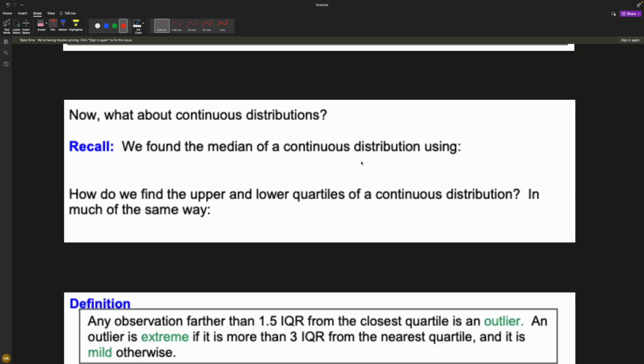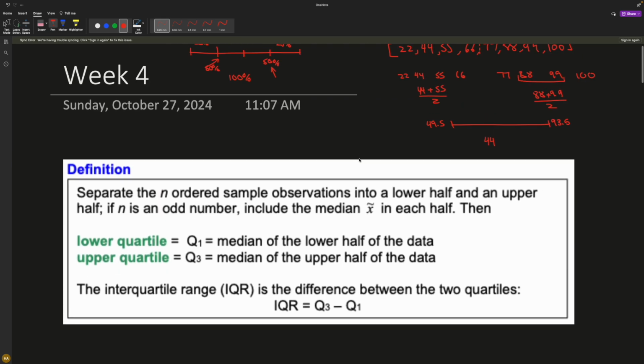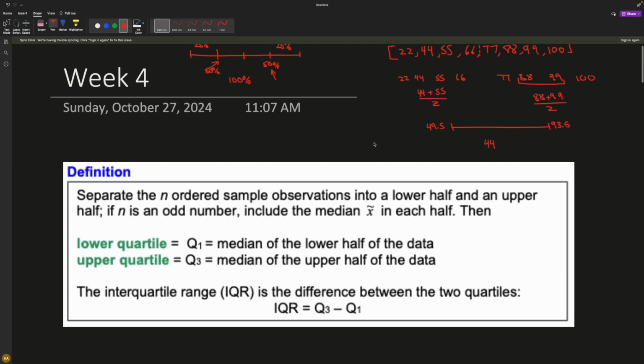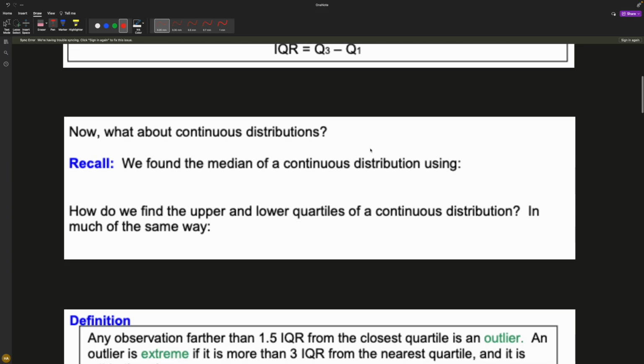Okay, now what about continuous distributions? So remember, the previous method was for raw data, when you have a bunch of raw data. Now we're going to do it for continuous distributions, where you have a function. Obviously, you can't just take numbers and split it in half because it's a continuous function. That would be too tedious.